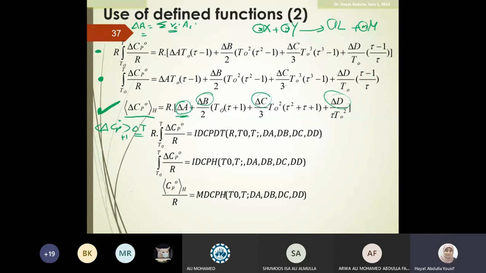But it's not only one A, one B, one C, and one D. Why? Because I don't have one substance here. I have maybe four substances or three substances. It depends on the reaction.